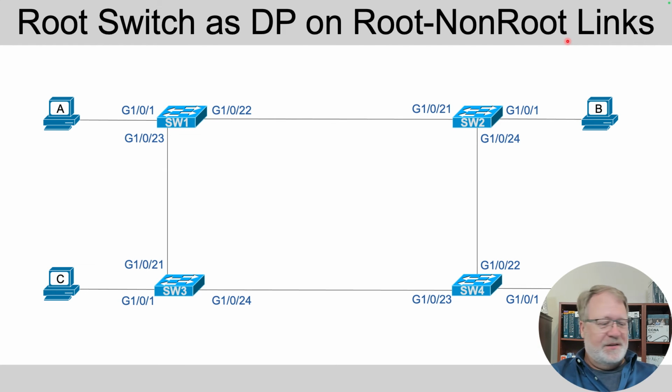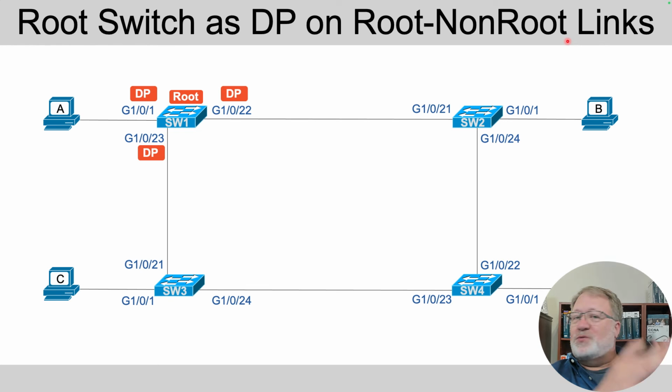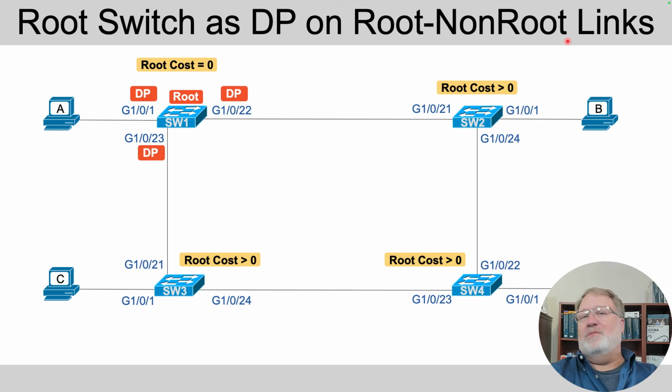Root is a special case. The root is considered to have a cost 0 to itself. Its root cost is 0. So keep that in mind and think about this. On any links between the root and another switch, the root switch is going to have a lower cost. It's 0. All the other switches have a non-zero root cost. So there's our root switch, its designated port on the link over to an endpoint. The root switch wins on every other link as well. Why is that? Its root cost is 0 and everybody else's is higher than 0. So you can get that out of the way right up front.